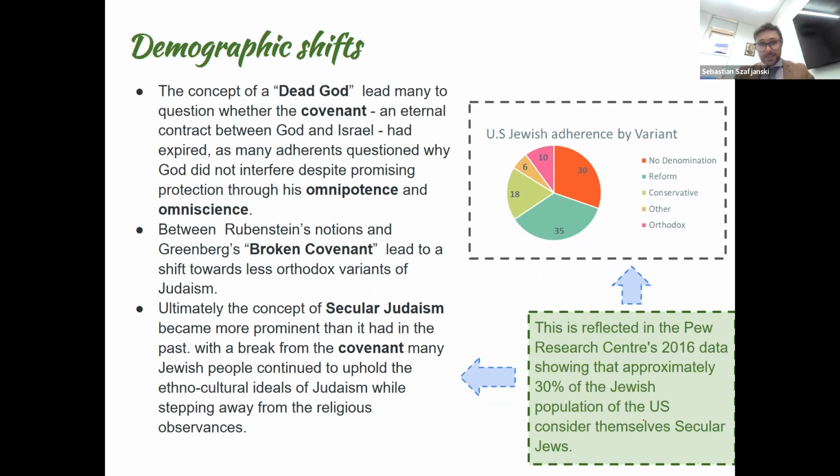And we can see that statistically reflected in our US Jewish adherence table that we've got there. Ultimately, the concept of secular Judaism became more prominent than it had in the past. With a break from the covenant, many Jewish people continued to uphold those ethno-cultural ideals of Judaism. So the Shabbat was still important, right? The high holidays were still important, but only in the sense of that cultural ideology rather than the religious.